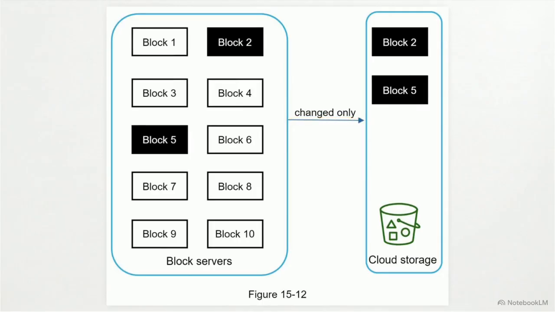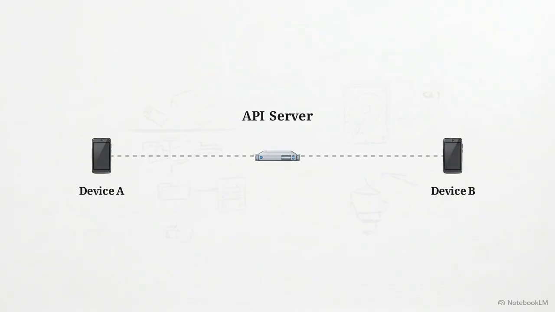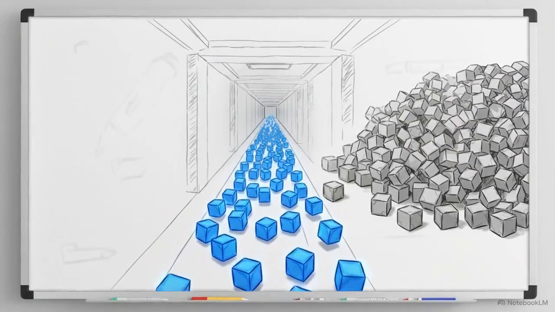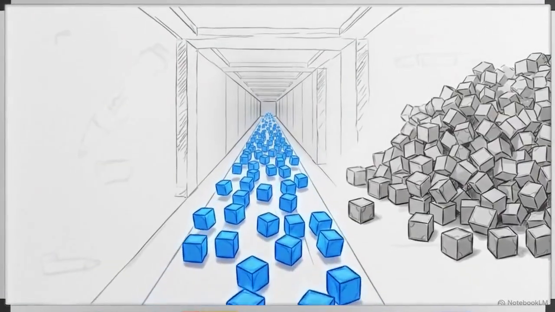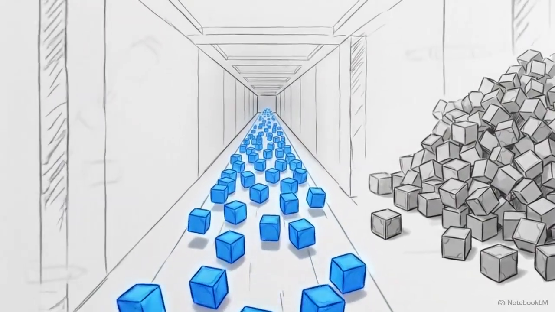If two different devices attempt to upload modified blocks for the same file simultaneously, the API server applies a strict conflict resolution rule. It accepts the first block to arrive and flags the second for the user to review. Splitting files into uniform blocks and applying delta sync optimizes the data stream, protecting the network from buckling under millions of daily edits.